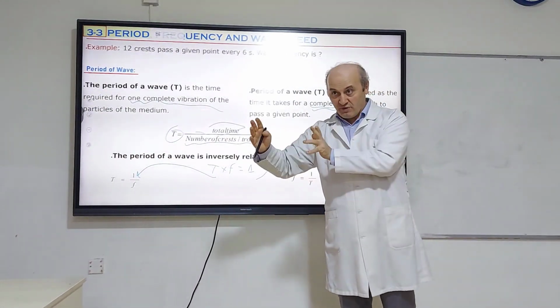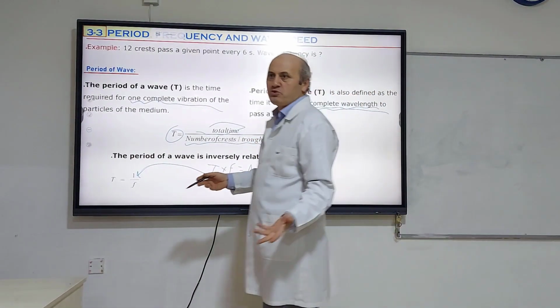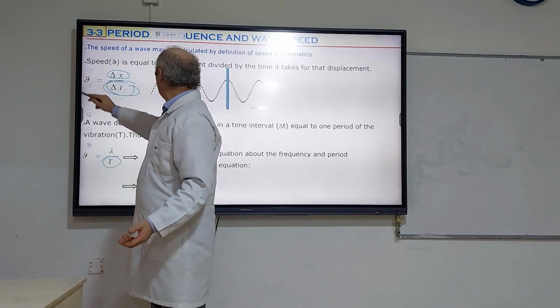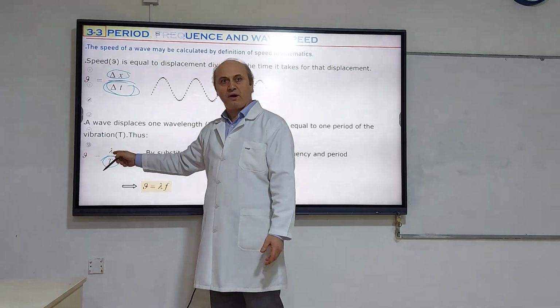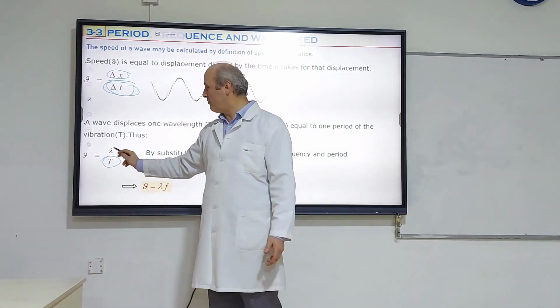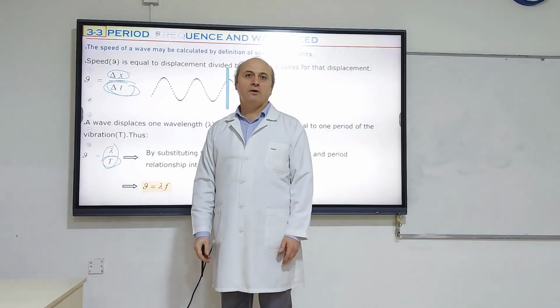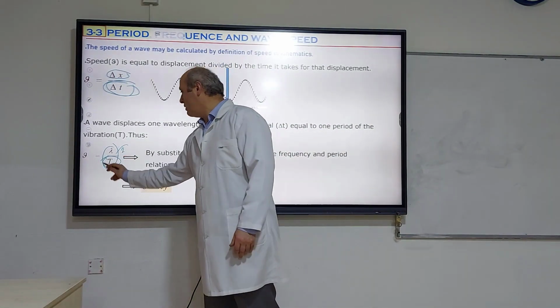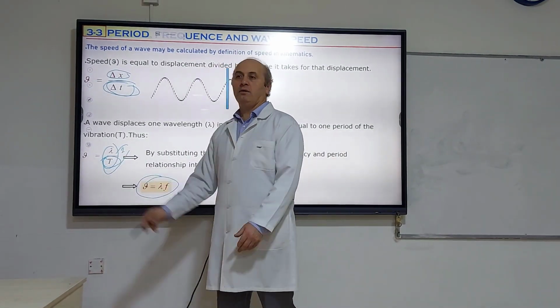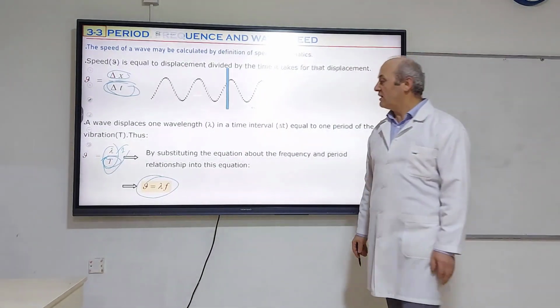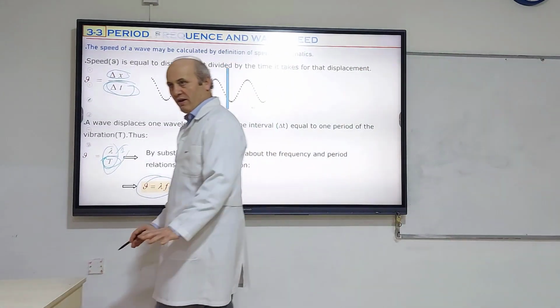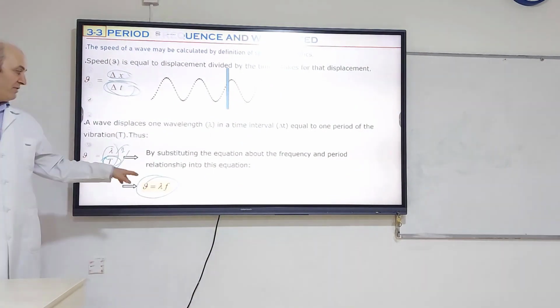A wave travels one lambda. So I'm going to write delta x as lambda, and the time for lambda to pass a given point is the period. Lambda over period is the equation. And 1 over period is what? Frequency. Then we are going to write the equation for the wave. Lambda times frequency is the speed of a wave. We are not going to calculate, but we will comment on this equation.